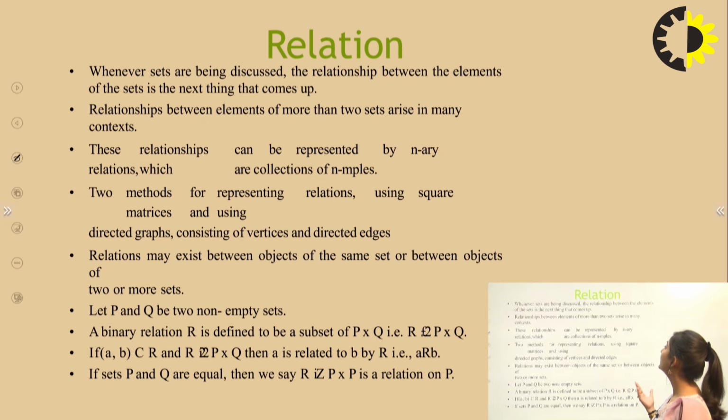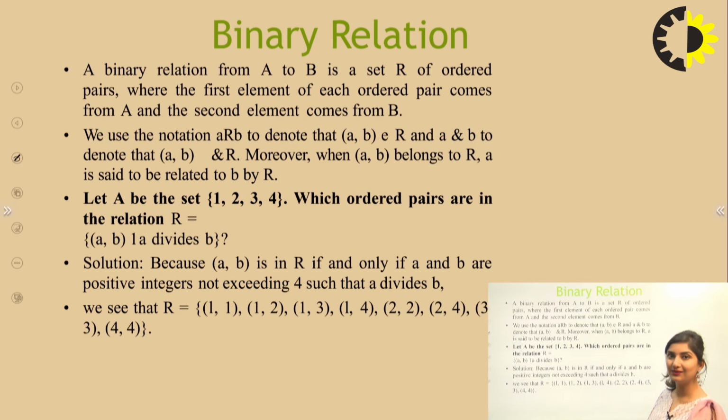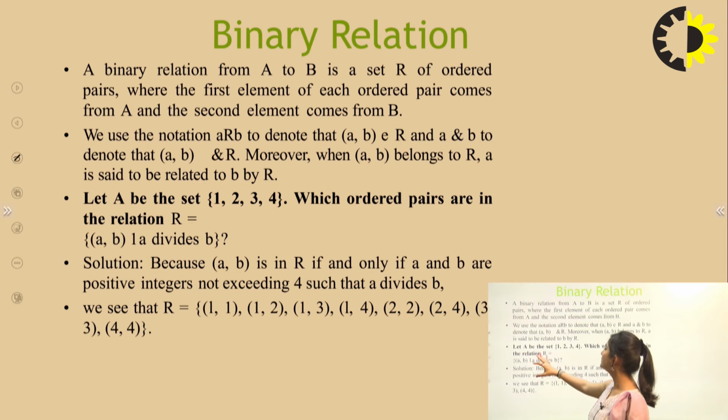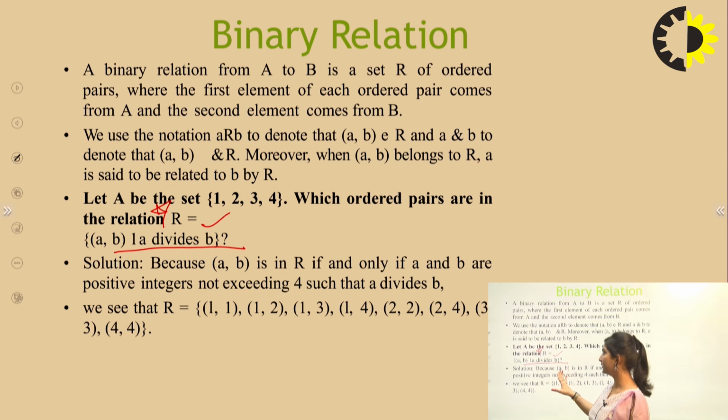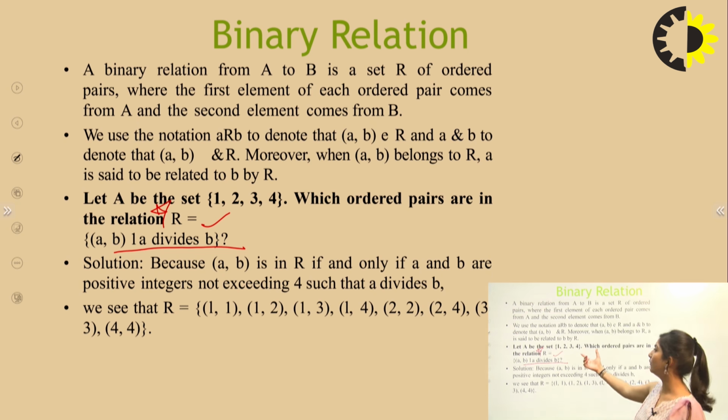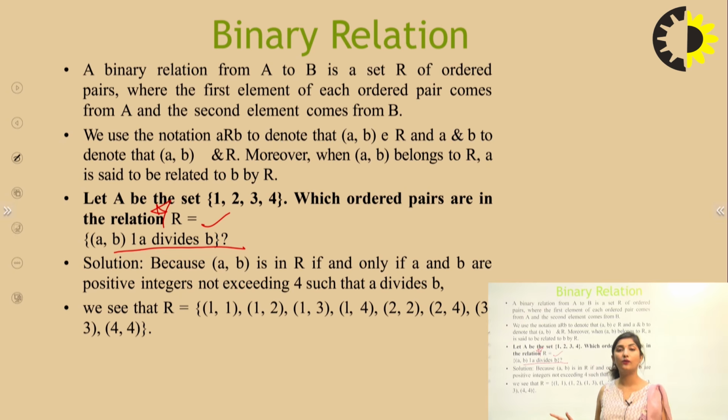These relationships can be represented by n-ary relations, which are a collection of n-tuples. Now let's understand with the help of an example. Binary relation. Let A be the set 1, 2, 3, 4. Which ordered pairs are in this relation R? So the relation is given to us by this expression, and the relation says that (a, b) where a divides b. So out of this set A, 1, 2, 3, 4, we have to jot down those elements within the curly brackets where a will divide b.